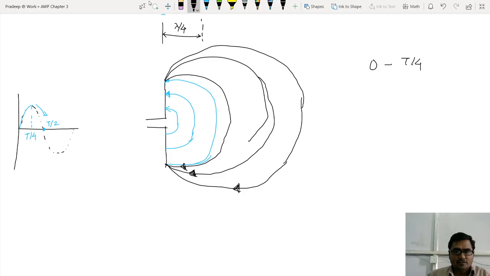Actually 1, 2, 3, 4, 5 and 6 electric field lines I have. Look at this, 1, 2, 3 belong to, look at this, 1, 2, 3. These 3 belong to the period T by 4 to T by 2. And 4, 5, 6, those belong to the period 0 to T by 4.